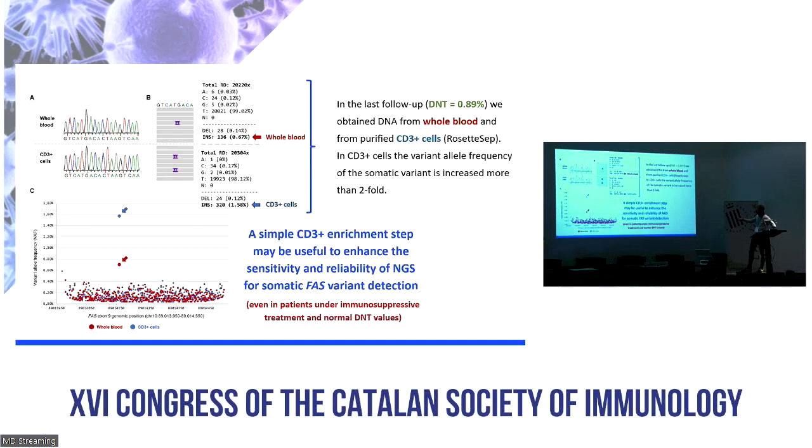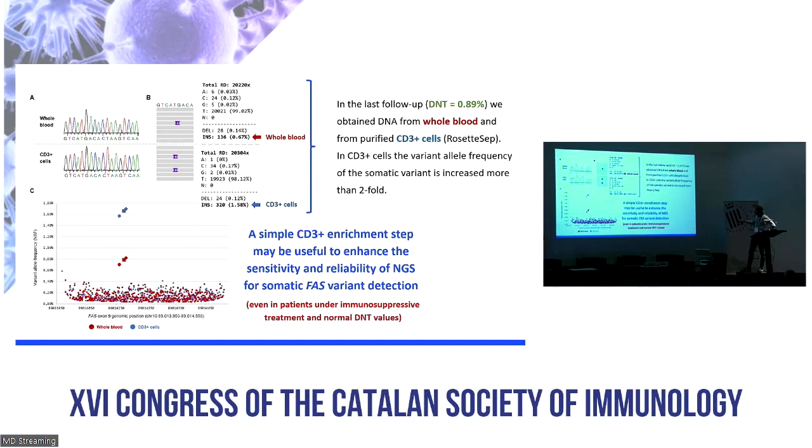This is the variant allele frequency, and each point is a potential somatic variant identified by the software. The true variant is this one, marked by an arrow. So the message is this software identifies many potential variants, more than 400, both in total blood and in CD3 T cells. 99.9% of these variants are non-real variants because NGS produces a lot of noise and background.